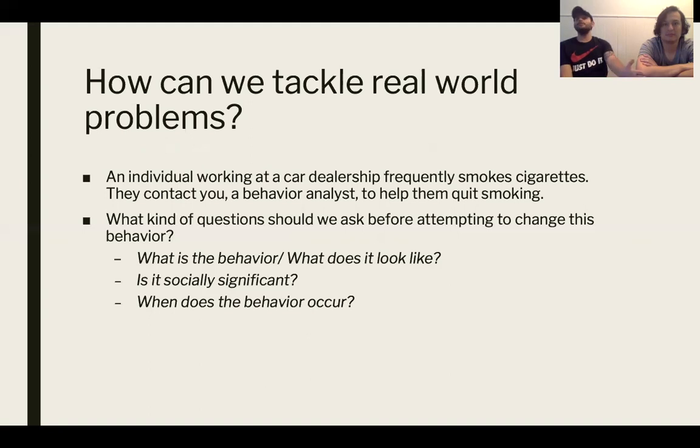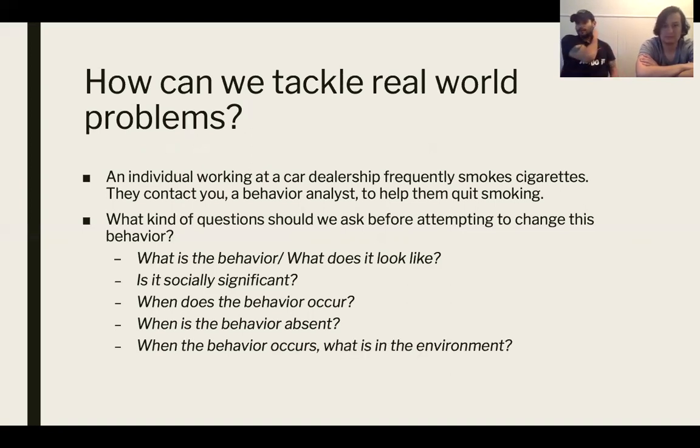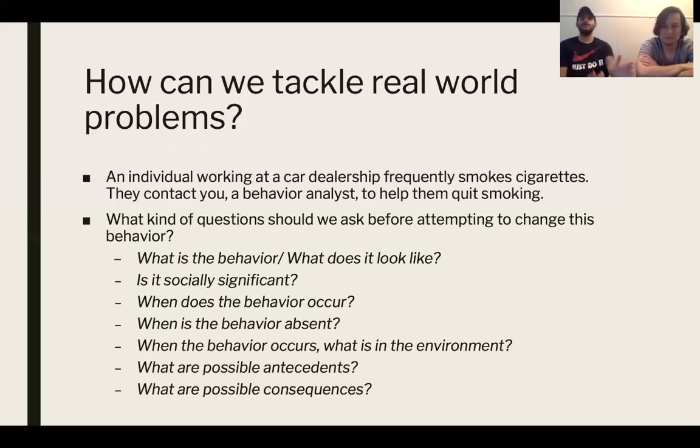After that is, when does the behavior occur? You want to know what kind of environment it is in whenever that happens, right? When is the behavior absent? If it's a problematic behavior, it's also important to know when they're not engaging in that behavior, right? Because there might be variables in that environment that are very important to how you're going to go about intervening with that behavior. When the behavior occurs, what's its environment, of course, which is what are the antecedents and what are the possible consequences for that behavior.